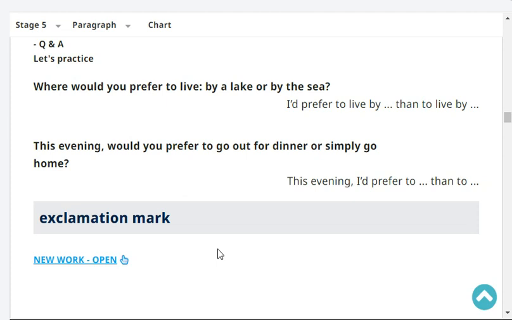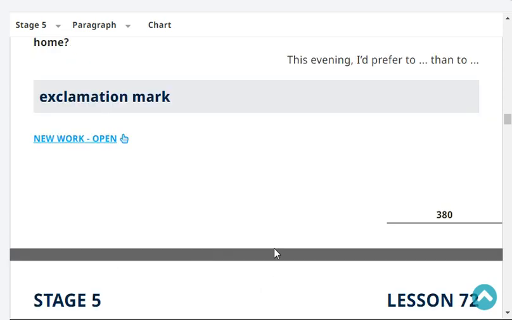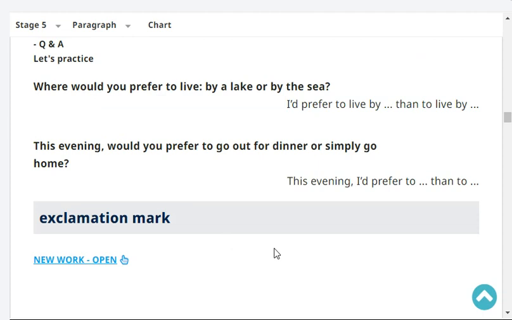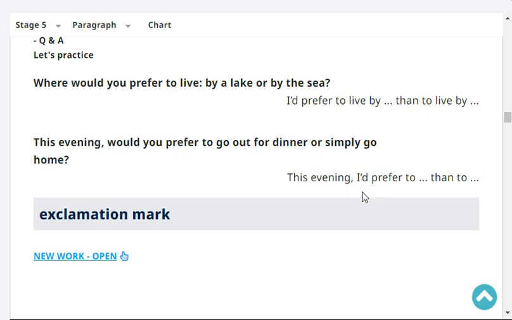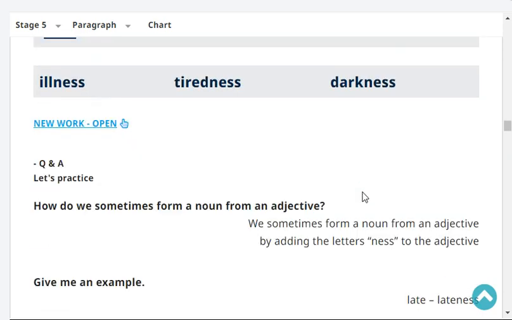This evening, would you prefer to go out for dinner or simply go home? This evening, I prefer to go out for dinner than to simply go home. Very good.